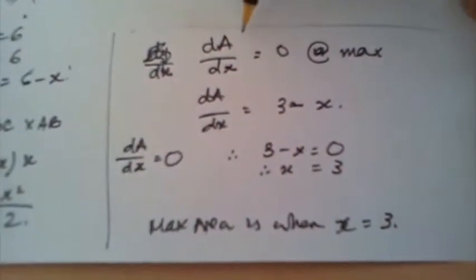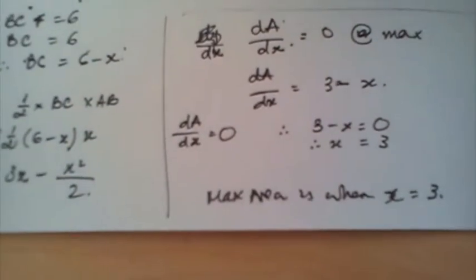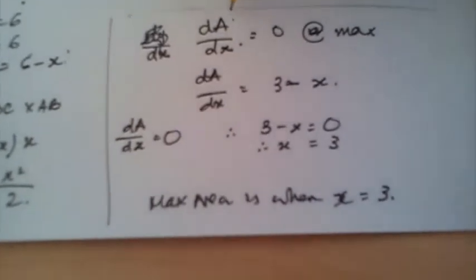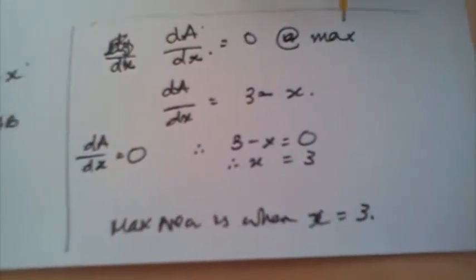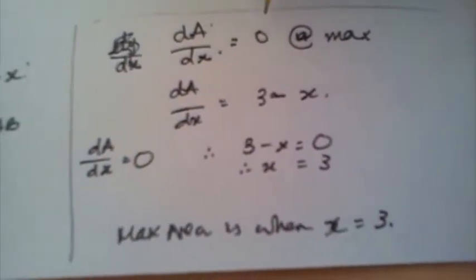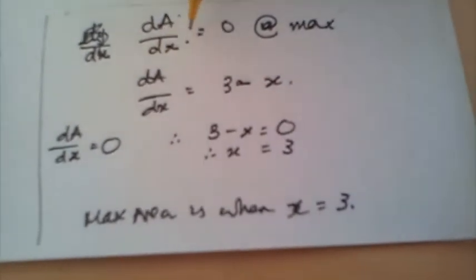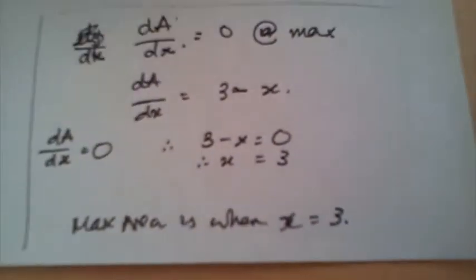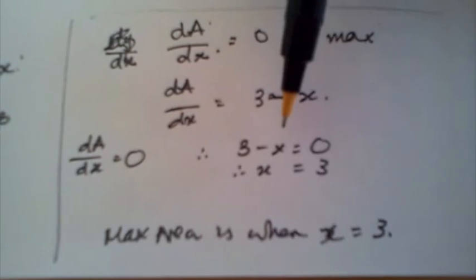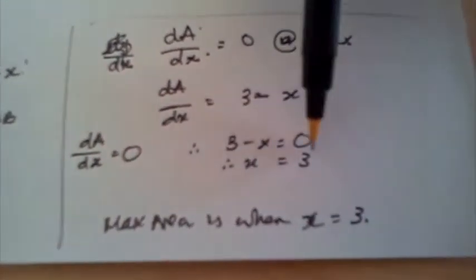Using differentiation, it's dA over dx. Since A is the equation that we're trying to find the maximum for, we know that the maximum occurs when dA over dx equals 0. And to differentiate, we use this function. When you differentiate it, it becomes 3 minus x. dA over dx equals 0, therefore 3 minus x equals 0. Therefore, x equals 3. The maximum area is when x equals 3.